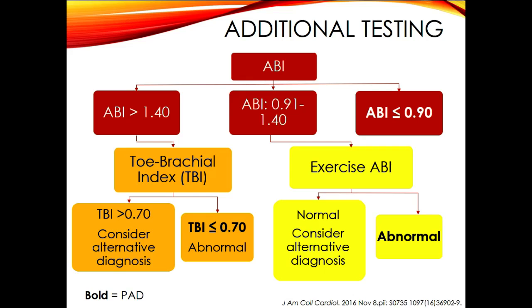PAD diagnosis can be confirmed 3 different ways in summary: if your ABI is less than or equal to 0.9, if your TBI is less than or equal to 0.7, or if you have an abnormal exercise ABI. So these patients who are diagnosed with PAD would also warrant treatment.